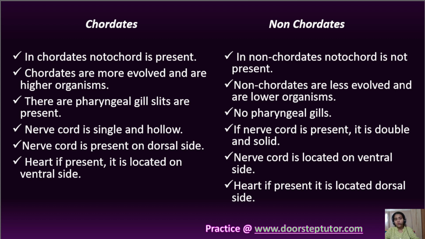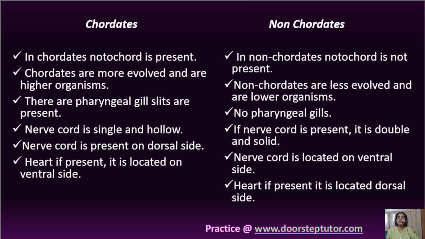Basically, the notochord is a rod-like structure which is present in some organisms. It may be present only in the embryonic stage, and in some organisms it can persist throughout their life. The organisms which have a notochord are known as chordates, while the organisms which don't have a notochord are known as non-chordates.